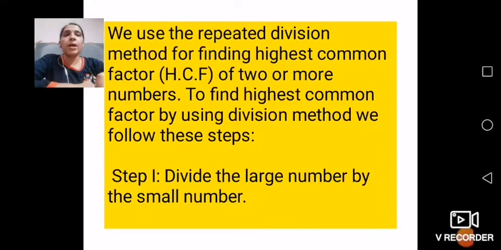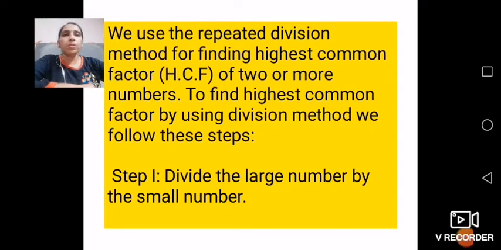Now to find the highest common factor by using the division method, we have to follow these steps. Step 1 is to divide the larger number by the smaller number. Means if you have been given 2 numbers, then you start by dividing the bigger number by the smaller number. This is your first step.